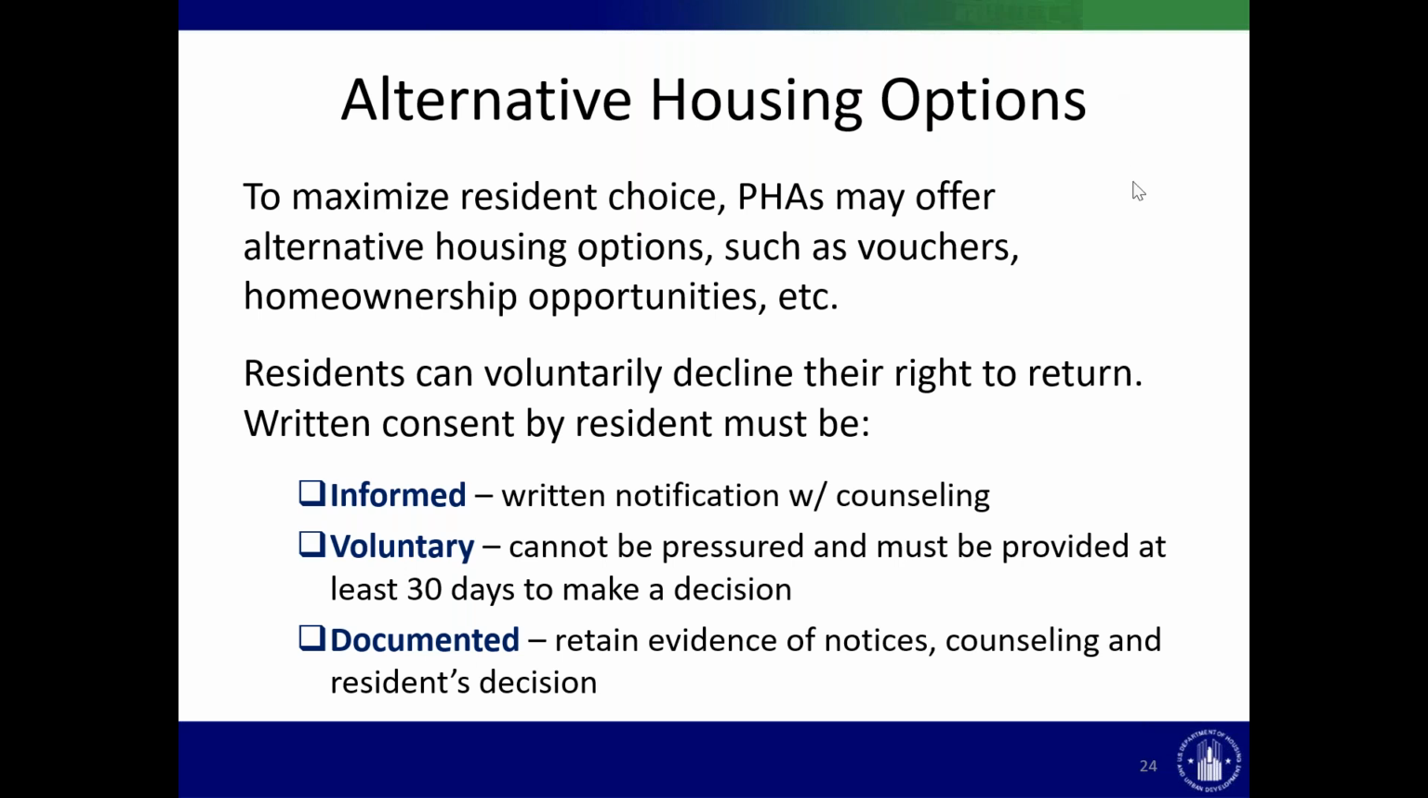In the event that residents voluntarily decline their right to return, the PHA must obtain written consent, which is 1, informed through written notification and the provision of counseling, 2, voluntary, which requires that the resident is not pressured to make a decision and has at least 30 days to do so, and 3, documented. This means that the PHA is required to retain evidence that the resident was informed in writing, received counseling, and communicated their final decision.